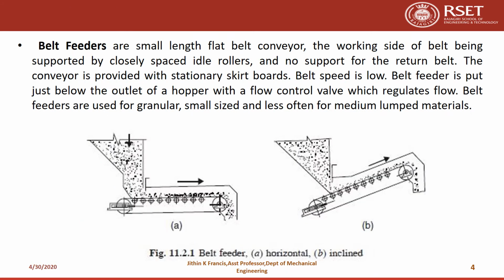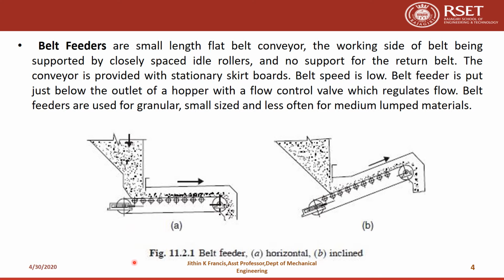The first type is belt feeders. Belt feeders are small length flat belt conveyors, the working side of the belt being supported by closely spaced idler rollers and no support for the return belt. The conveyor is provided with stationary skirt boards. Belt speed is low. The belt feeder is just put below the outlet of a hopper with a flow control valve which regulates the flow. Belt feeders are used for granular, small size and less often for medium lumped materials.